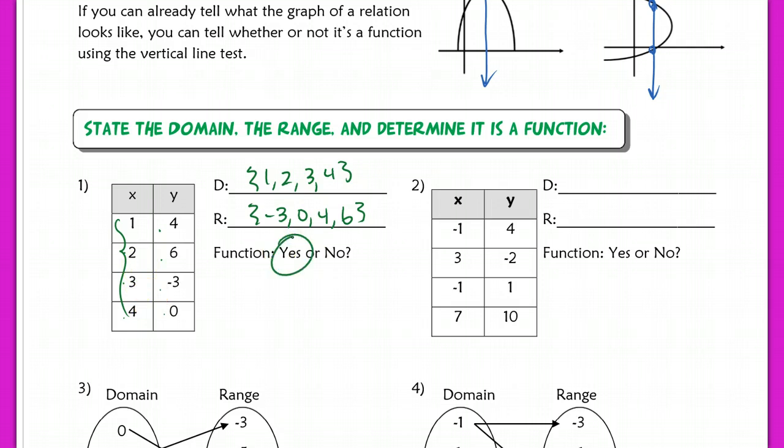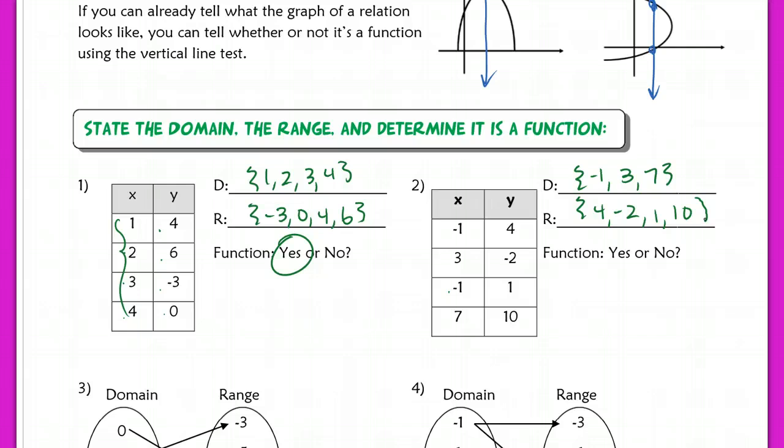This next example, the domain, you have -1, 3. -1 is repeated, and then a 7, okay? So I'm not rewriting -1 in there. For the range, I have 4, -2, 1, and 10. I didn't really write that in the right order, but that's all right.